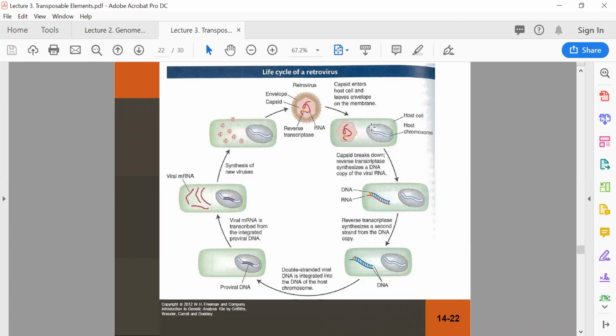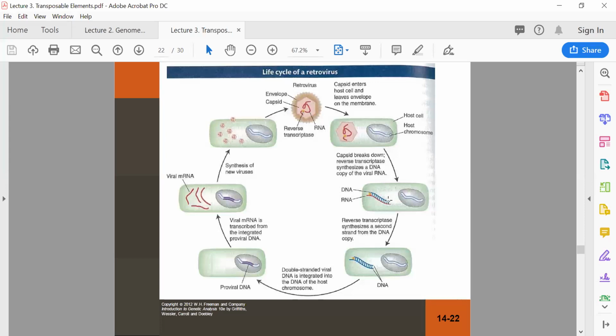Here's the host cell, the infected cell's nucleus, and one of its chromosomes is pictured here. The capsid enters the host cell and leaves its external envelope membrane on the plasma membrane of the infected host cell. Then inside the cell, the capsid will break down, and the enzyme that it was carrying, the reverse transcriptase enzyme, will reverse transcribe the RNA into DNA. So it will carry out reverse transcription.